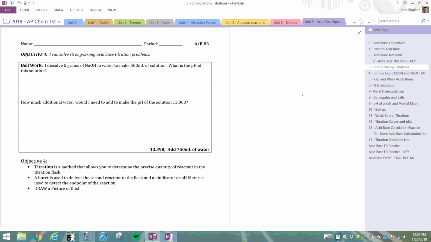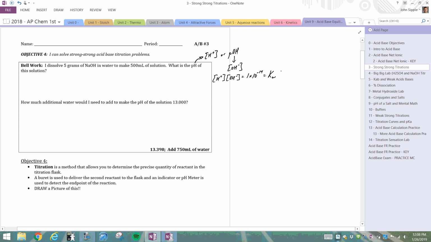So this first question, we're dissolving 5 grams of sodium hydroxide in water to make a 500 milliliter solution. They want to know what the pH of the solution is. So remember, in order to calculate pH, we got to know the concentration of H plus, or we need to know pOH, which would require us to know the concentration of OH minus in solution. Okay, so we can use our pH square there. And just keep in mind the relationship between H plus times concentration of OH minus is always equal to 1 times 10 to the minus 14, which is also known as Kw.